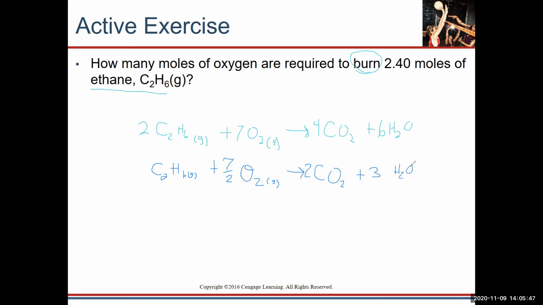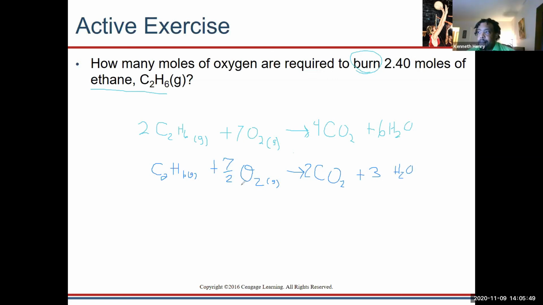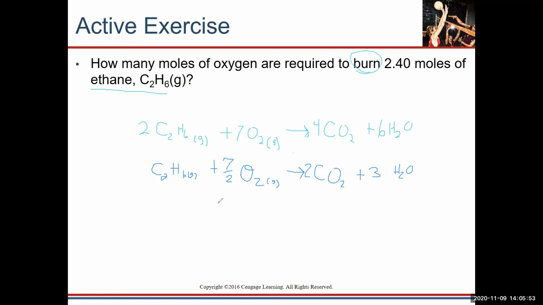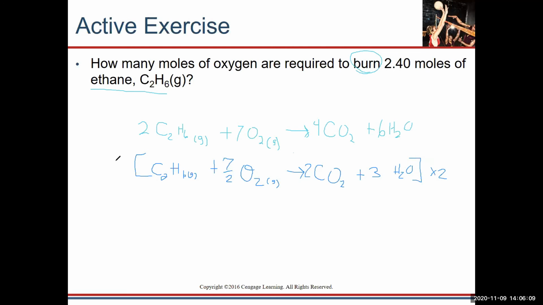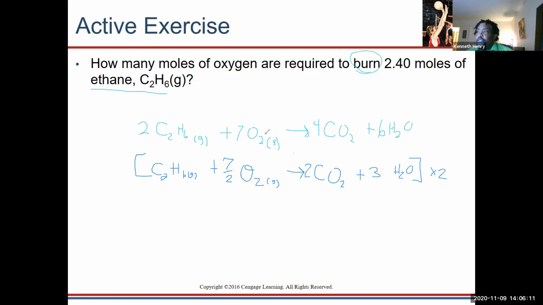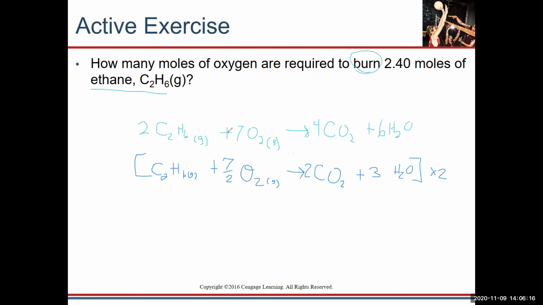Okay, when we balance the equation, we get this. All I did was multiply this by 2, because I can't have half of a reaction or half of a molecule. So if I multiply this by 2, I get this equation above here.